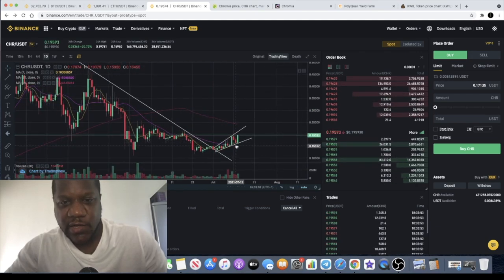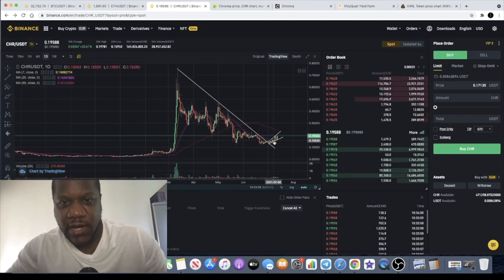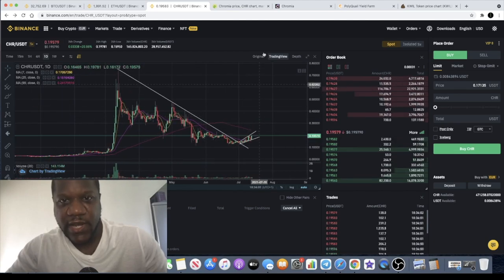But you can see that it does look like very big moves over here. So if that volume comes in and emulates this type of movement here, we could see a massive move just like we saw on AXS.